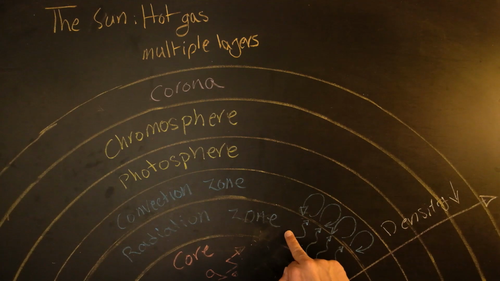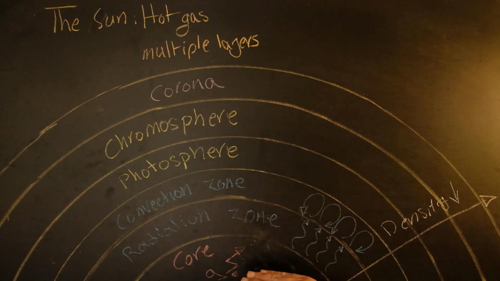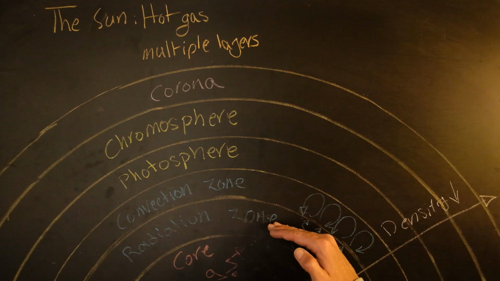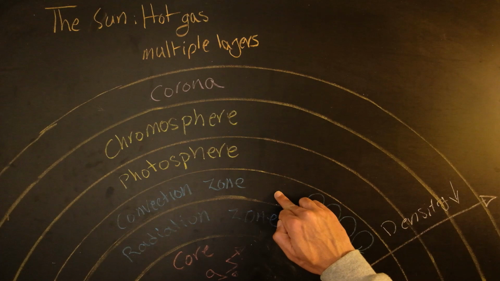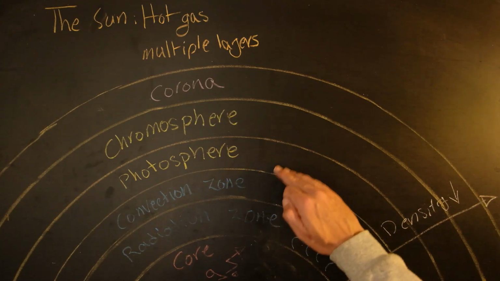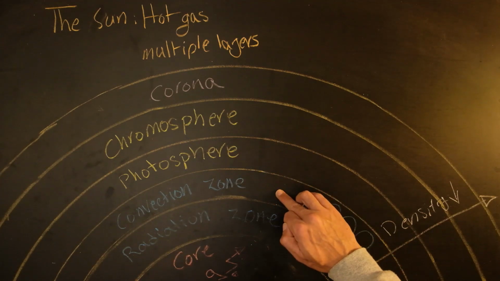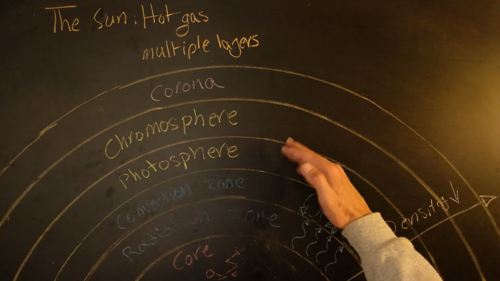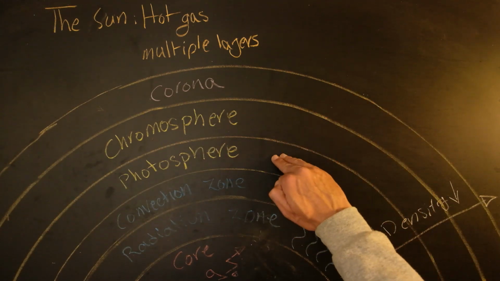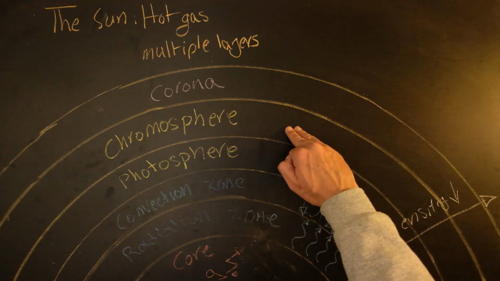Moving to the next layer, we have a huge decrease in temperature. It's around 2 million Kelvin. So we start from 10 million, and the next layer, radiation zone, is 2 million Kelvin. Moving to the next layer, we have a much lower temperature, which is around 6,000 Kelvin. And it's almost the same for photosphere and convection zone. So this layer is around 6,000 Kelvin, 5,800 Kelvin. Moving to chromosphere, we have a temperature between 2,000 to 4,000 Kelvin.